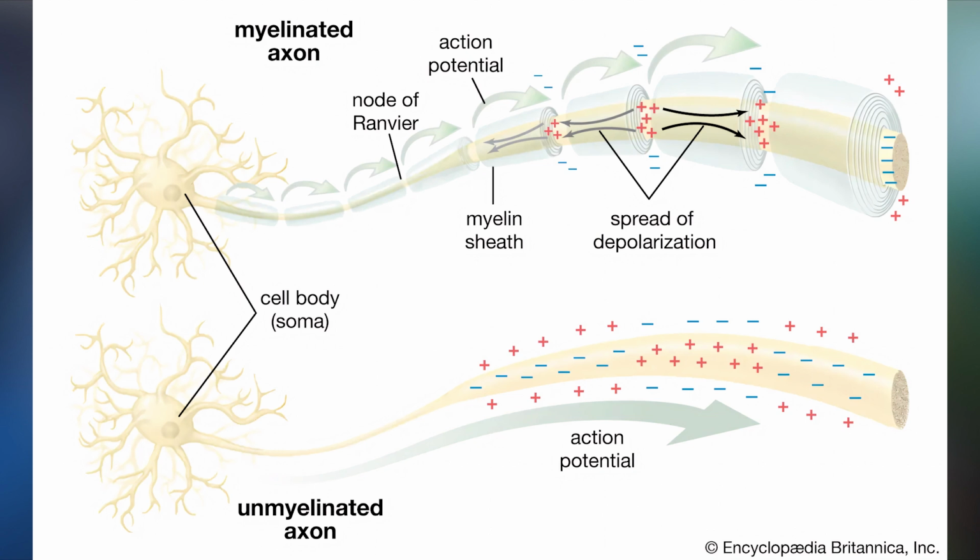And these really fat unmyelinated axons are actually very useful because we've basically used them to understand how axons work. They're much easier to study because they're so much bigger.